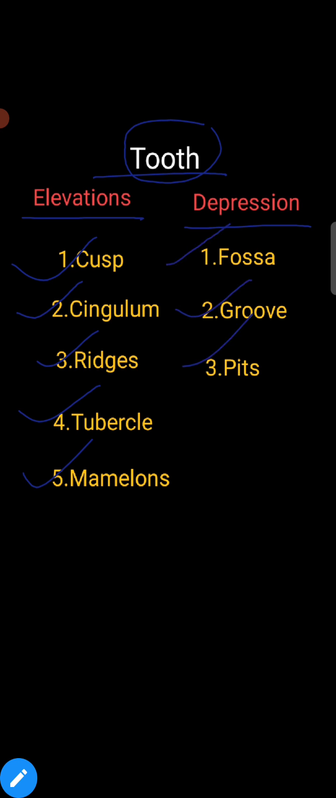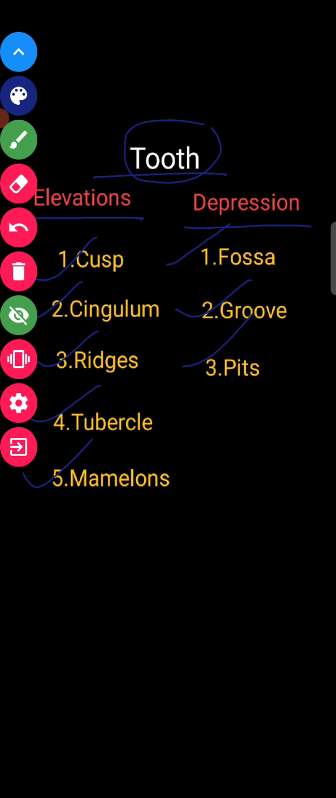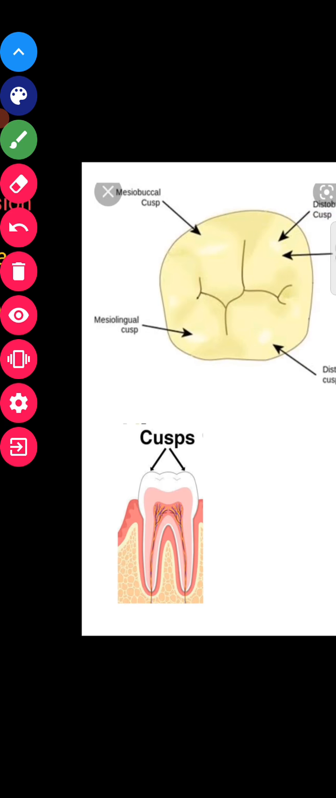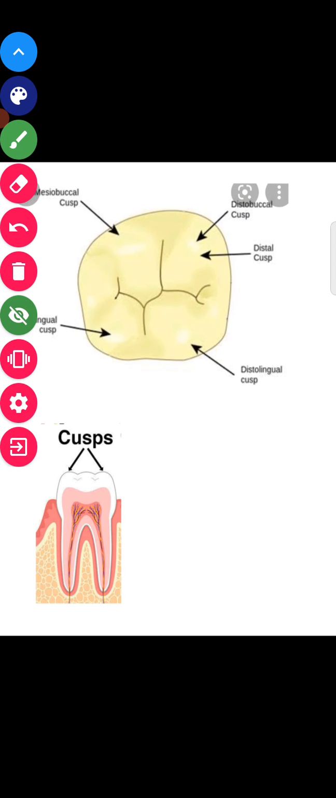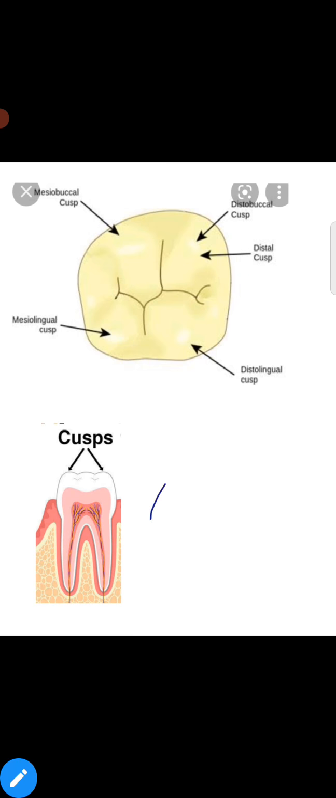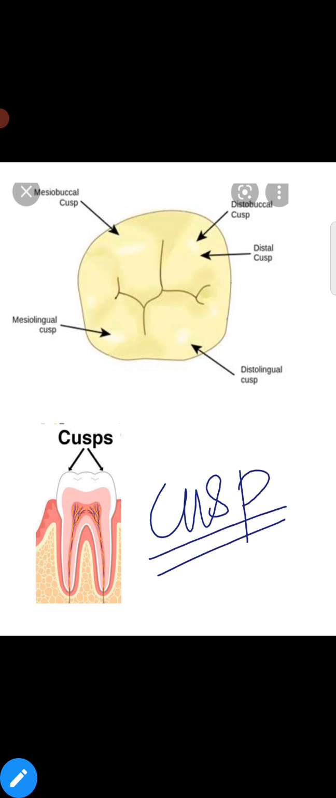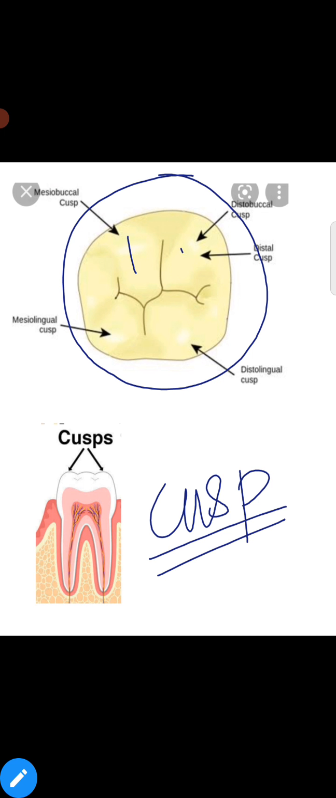Now we'll be discussing each and every one of them along with the definition and looking at the structures as well. The first elevating surface that we are going to talk about is a cusp. What is the definition of cusp? I say that a cusp is the elevation present on the tooth which divides the occlusal surface of the tooth. Now this we know as the occlusal surface. It is simply the elevation which is known to divide the occlusal surface. That is what a cusp is. These structures that we see, these are the cusps.